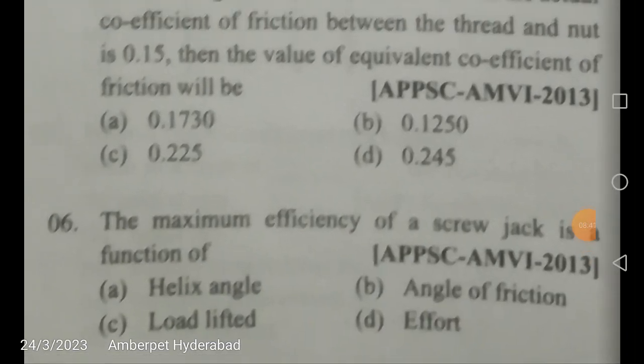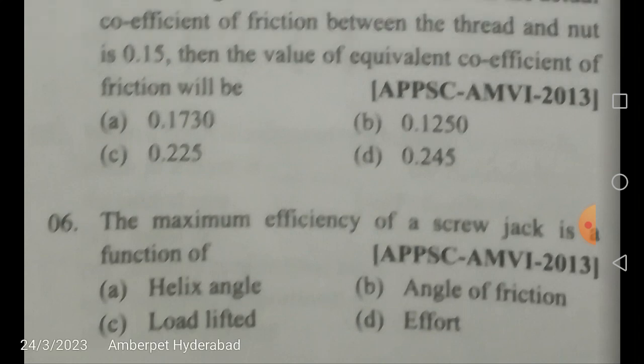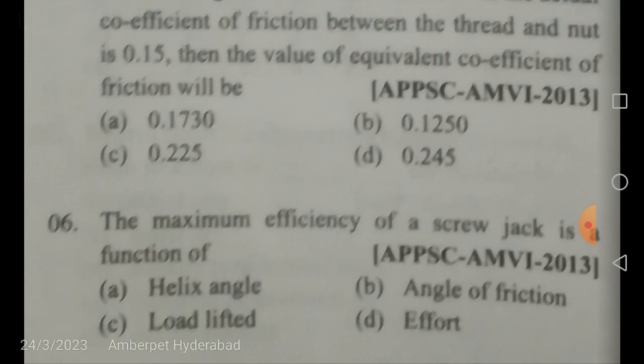0.1732. Right. The maximum efficiency of a screw jack is a function of: you know that the condition for maximum efficiency of a square thread is given by alpha is equal to 45 degrees minus phi by 2.